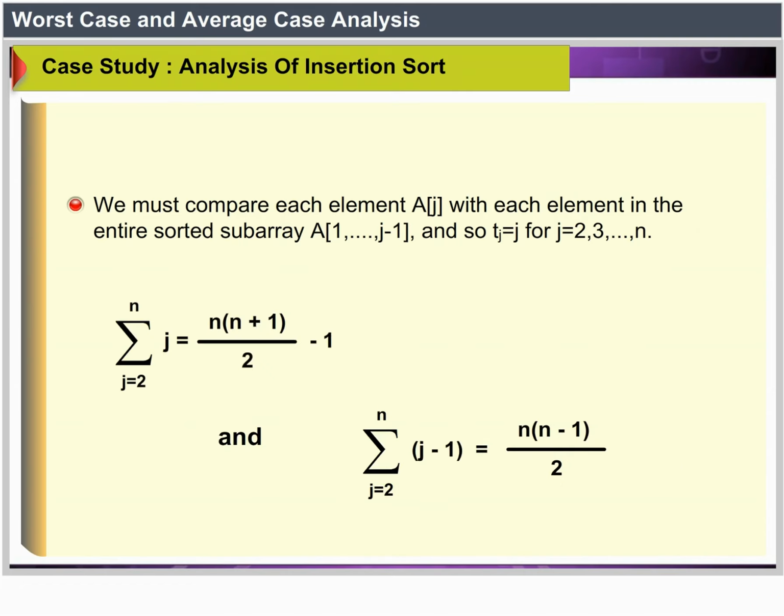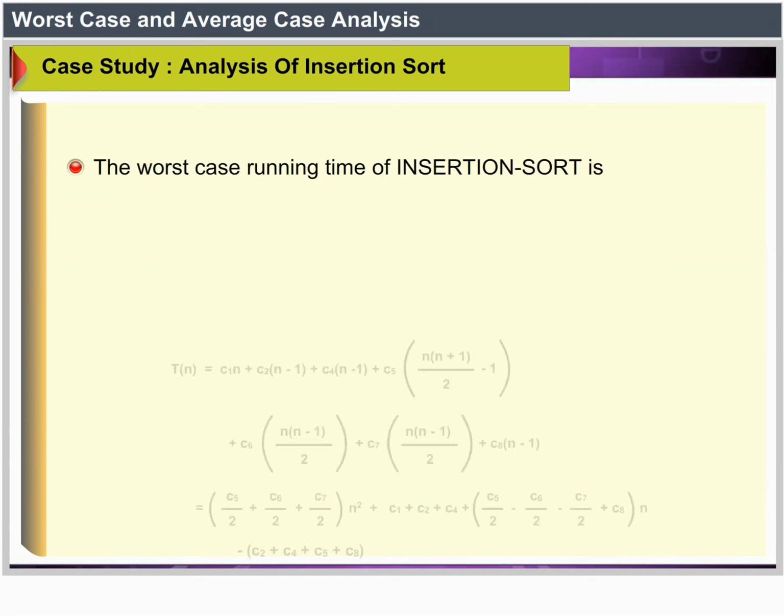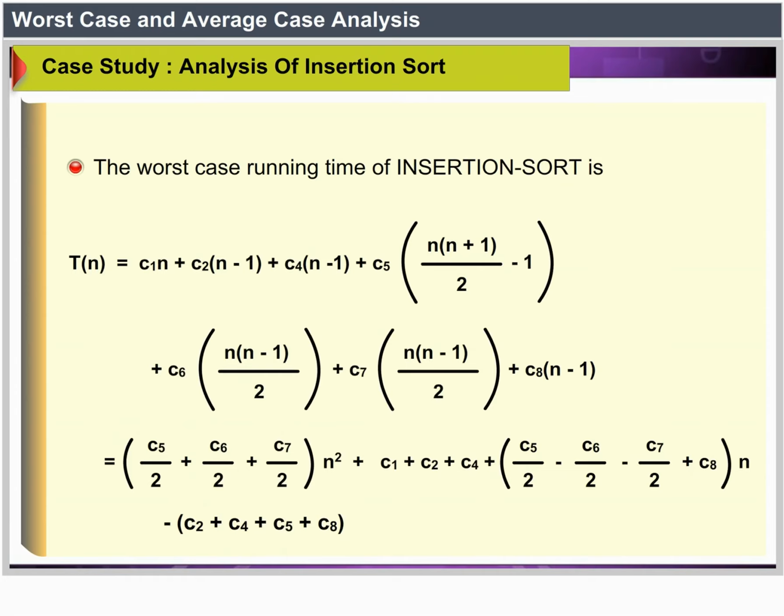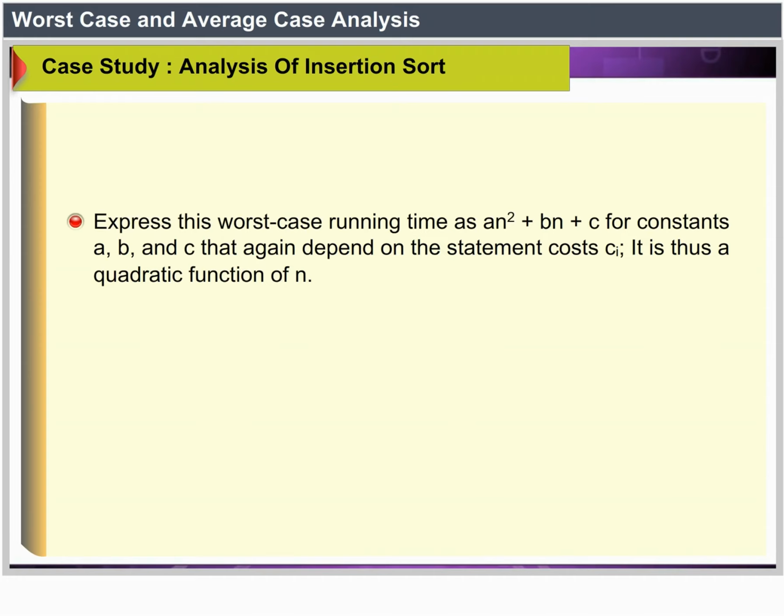Summation of j from 2 to n of j equals n(n+1)/2 minus 1, and summation of j from 2 to n of (j-1) equals n(n-1)/2. The worst case running time of insertion sort is shown here. Express this worst case running time as an² + bn + c for constants a, b and c that again depend on the statement costs Ci. It is thus a quadratic function of n.